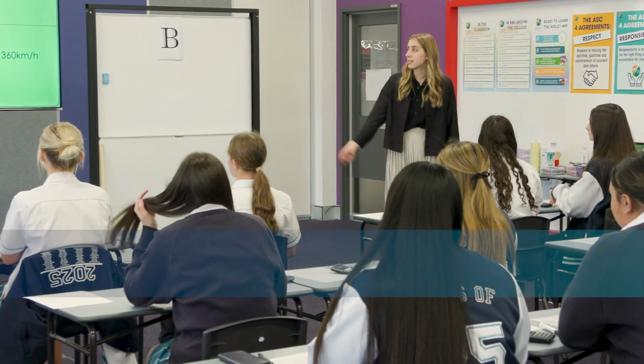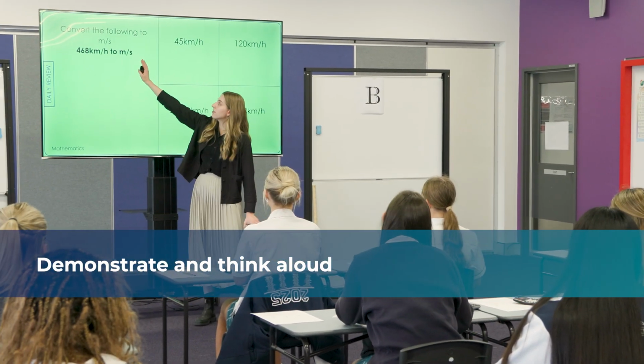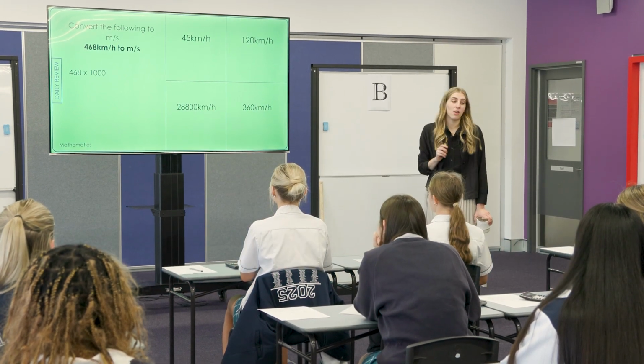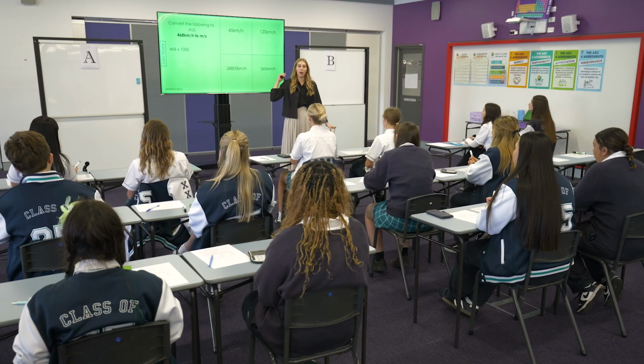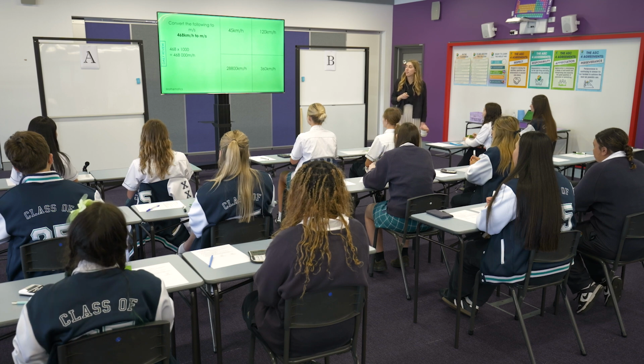So we did this one last week. Let's have a go. We've got an example here. I've got 468 kilometres per hour and I want metres per second. Our first step is we're going to make our kilometres to metres. All right, to make our kilometres to metres, we times it by 1,000 because there are 1,000 metres in a kilometre. How many metres are in a kilometre? There are 1,000. Beautiful. So I times it by 1,000, I get 468,000.